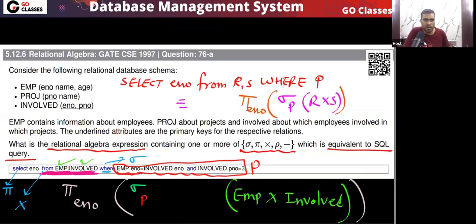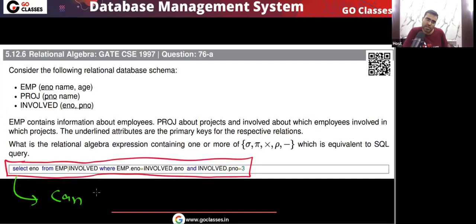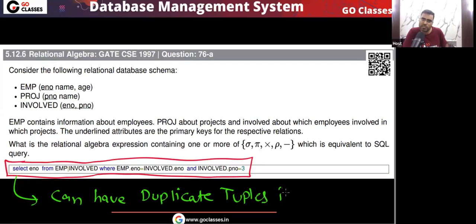So remember, again a very simple thing I'm telling you: this SQL query result can have duplicate tuples in the output. Is this clear? Let me know. But a relational algebra query can never have duplicate tuples in the output.